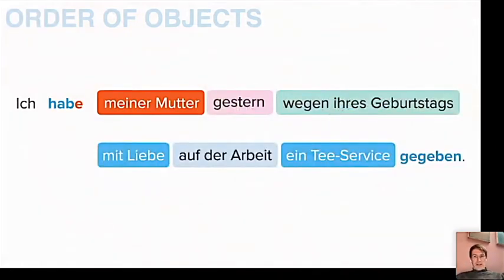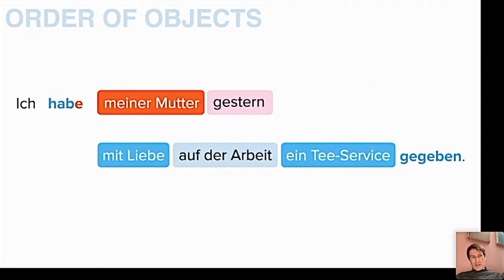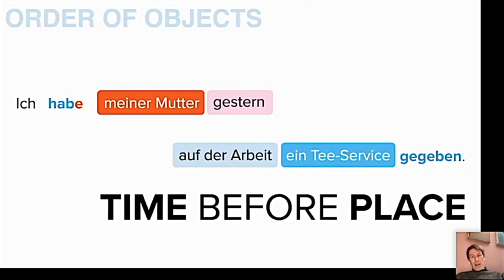Now, if you take a look at our monster sentence from before, we don't really need wegen ihres Geburtstags. We rarely use mit Liebe. So we are left with the usual dada, meiner Mutter ein Teeservice, and we have information about time and about place. Gestern auf der Arbeit. And it's always in this order. Again, every rule can be broken, but you, as a learner, until the end of B2, keep in mind that you put time before place. It's one of the most common mistakes. This rule helps you avoid most of your mistakes.